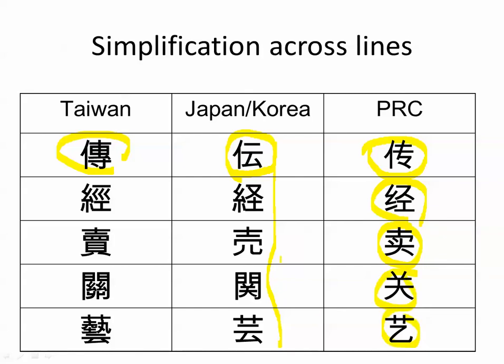Okay. If you're reading a handwritten text from even the 19th century or before that was done in Japan, you may find these simplifications already there. Okay. The next lecture will be on kana.